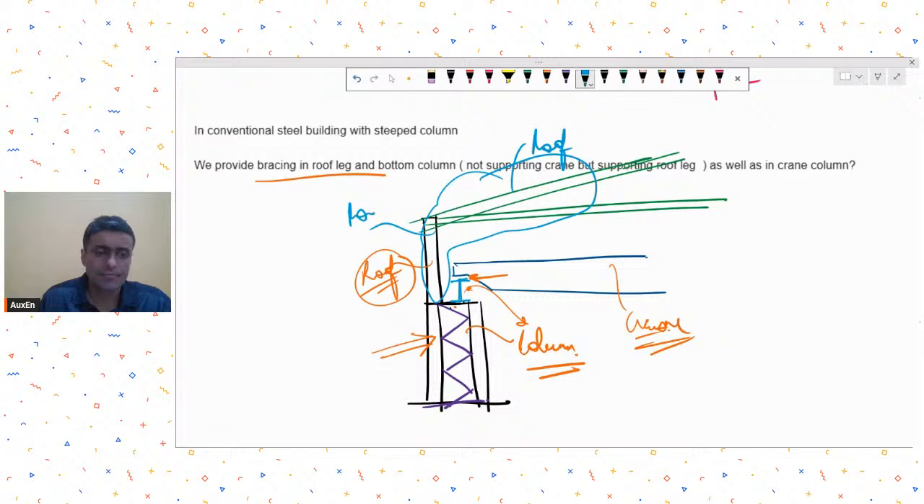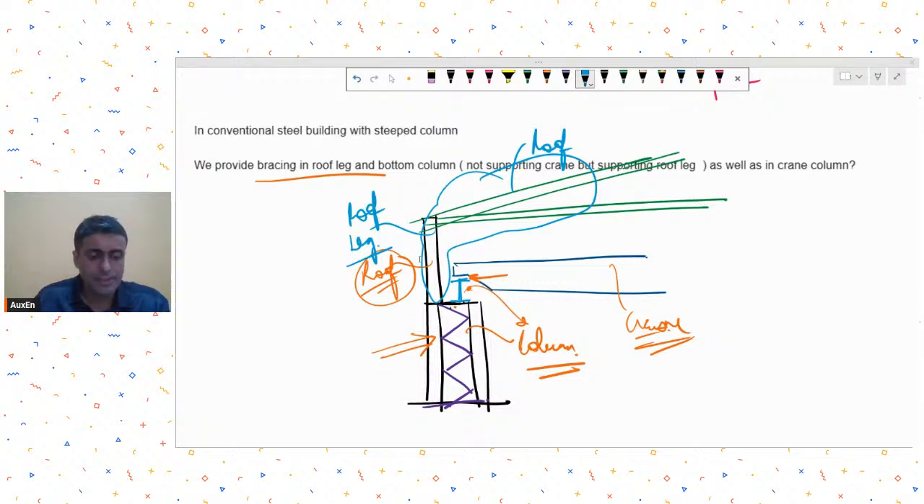So the need for providing bracings may be different. In the roof leg, you may want to provide bracings because you want to provide lateral stability to this system. And in the crane portion, the bottom column portion, you may want to provide bracings because you want to take the lateral thrusts and longitudinal thrusts coming from the crane. So the reasons might be different, but you may have to provide bracings. Okay.